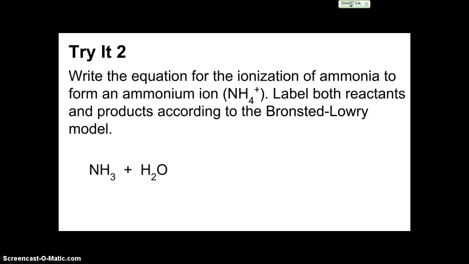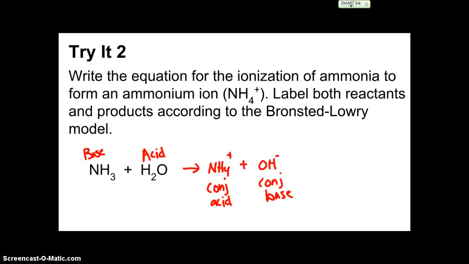And it says write the equation for the ionization of ammonia to form an ammonium ion. So NH3 is going to become NH4 plus. You need to figure out what the other product is and then label both reactants and products. So I'll pause and put my solution on. So once I write NH4 plus on the other side, I realize that it had to get the hydrogen from someplace, and the only place to get it from is water. And if you take a hydrogen away from water, you're left with OH minus. So that means NH3 is my base, and this time water's my acid.